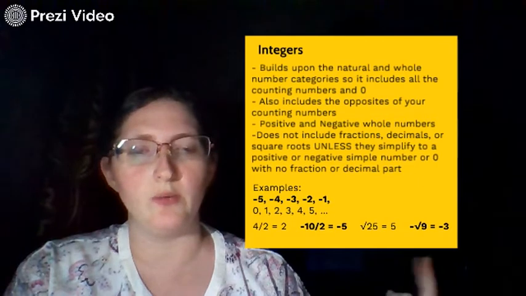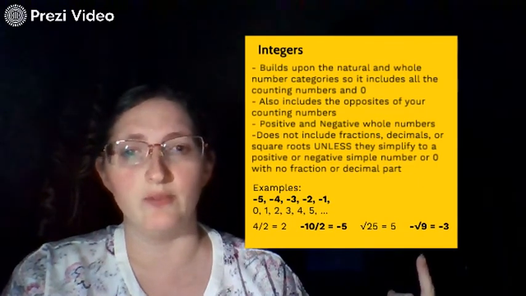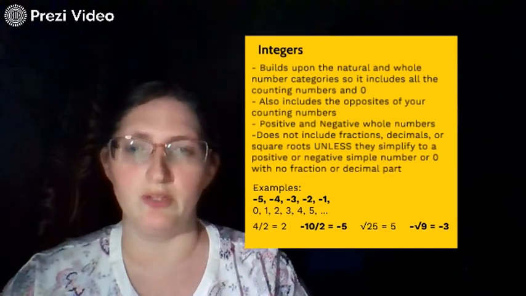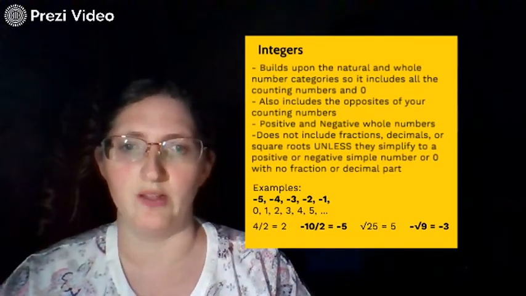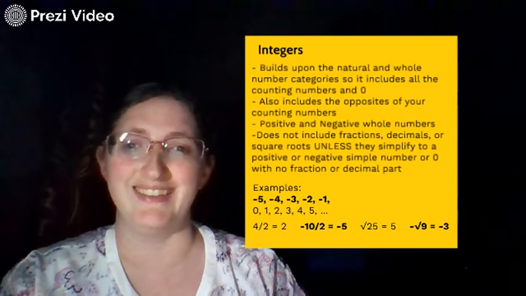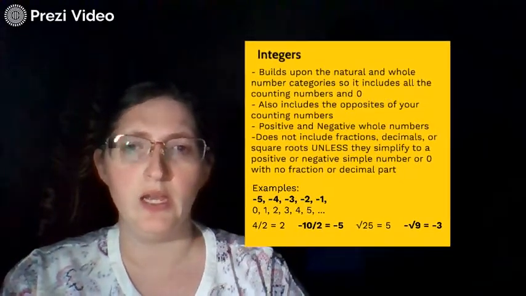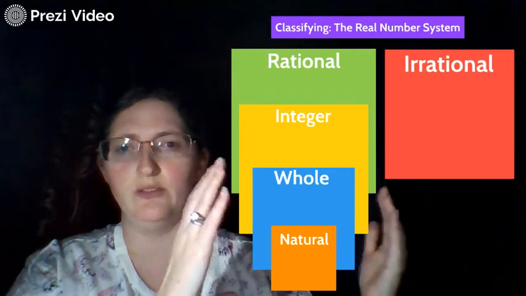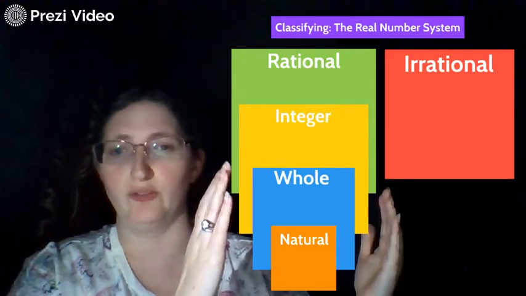Okay, so then same thing with this square root right here. You see it's a negative square root of 9. So the negative in front of the square root just tells me to take the square root and then make it negative. Okay, that's where we get negative 3 from, and that is an integer. All right, now you notice that these three categories are all included in this green category right here, which is rational.